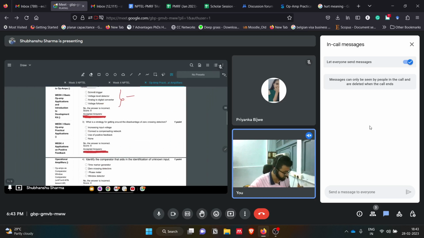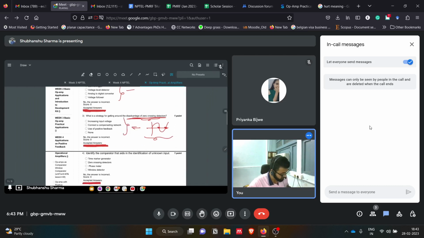So another question was, what is the strategy for getting around the disadvantage of zero crossing detectors? I told you, when the signal is crossing zero, there is some noise and all those things. So how do we remove that? You can answer this also now.